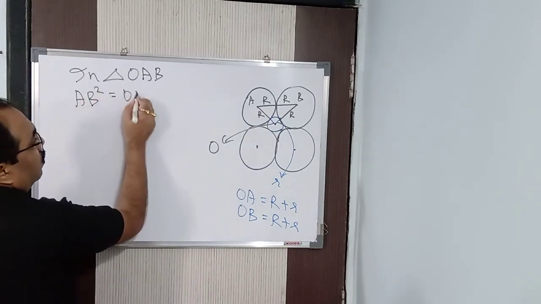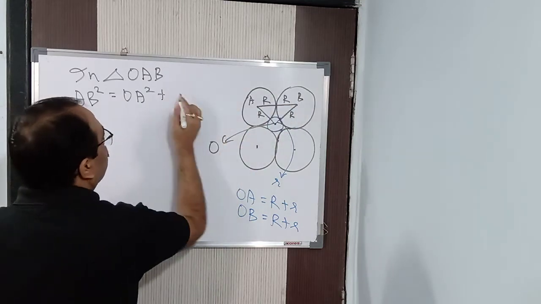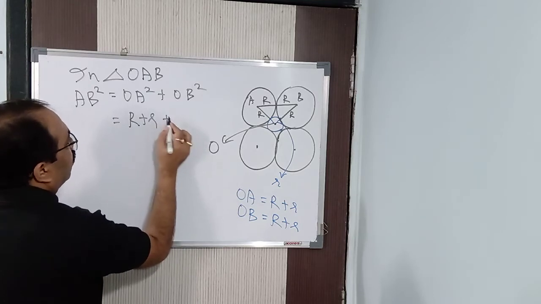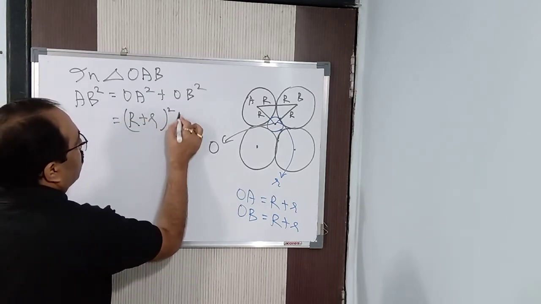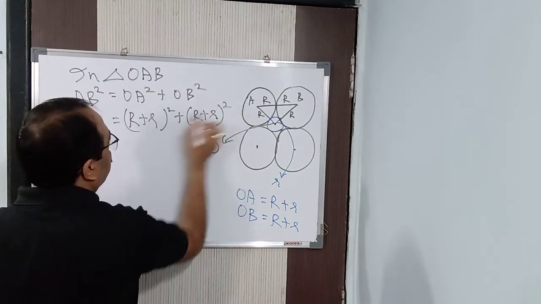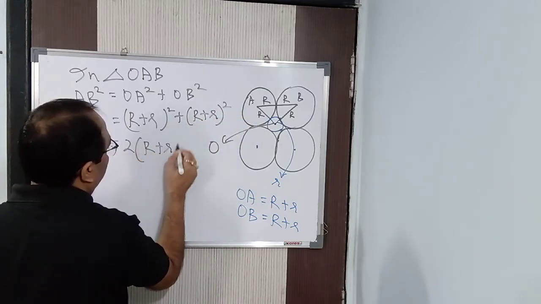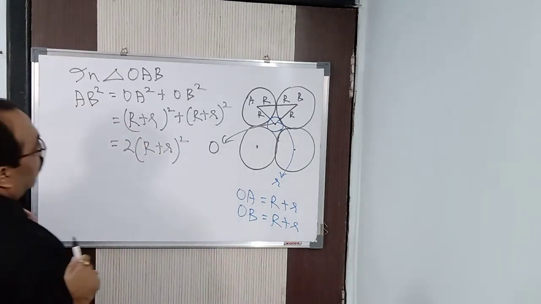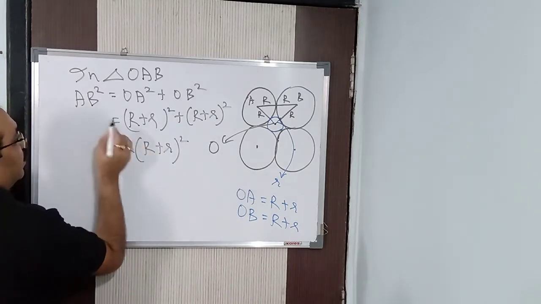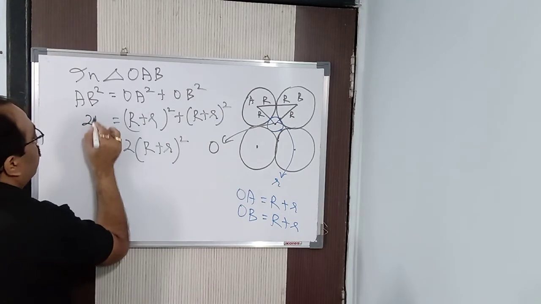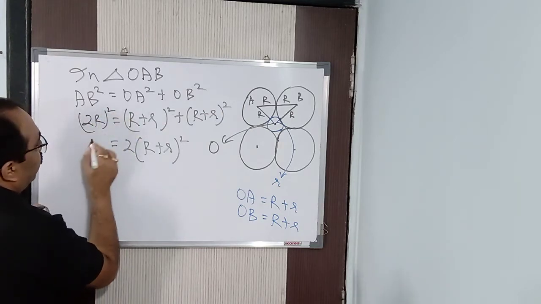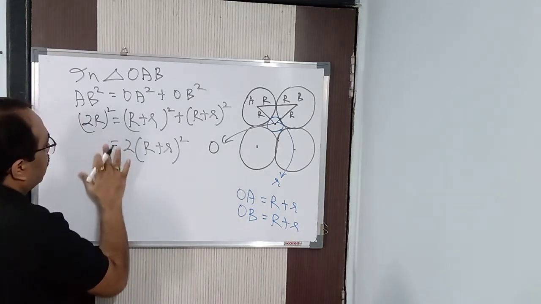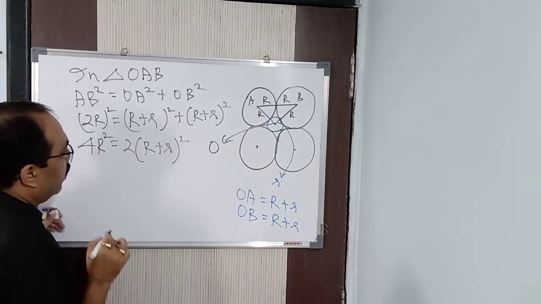So AB square is equal to OA square plus OB square. Now, OA is what? R plus small r, whole square, and this one is also R plus small r whole square. So I can write 2 into (R plus r) whole square. Clear? Now AB is what? AB is nothing but R plus R, it is 2R. So it is (2R) square, which I can simplify and write as 4R square.